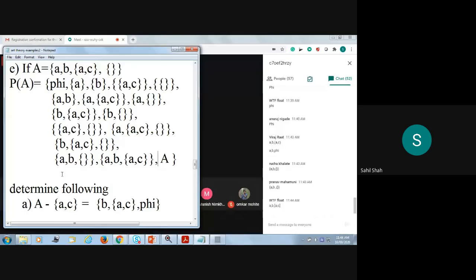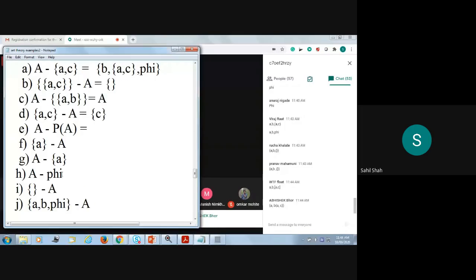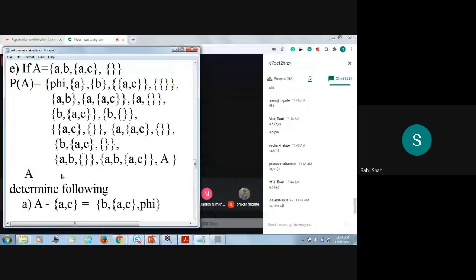Now what is the question? The question is finding out A minus P of A. What do you mean by difference? Only those elements which are available exclusively in A, but at the same time they must not be present in P of A. So do I have A as a single A? Is a single A present anywhere in the power set?